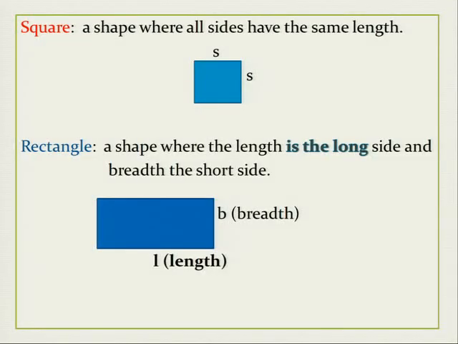The shapes that we are going to talk about this afternoon is the square. Now the square is a shape where all sides have the same length. They sometimes call it S, they sometimes call it L, but the sides have the same length. That is the important thing.